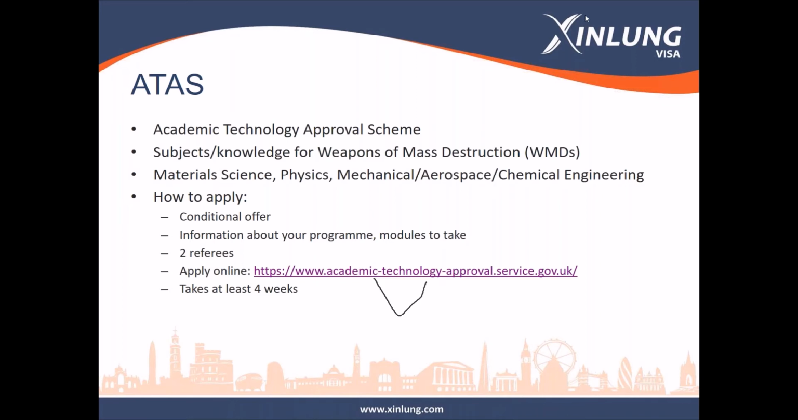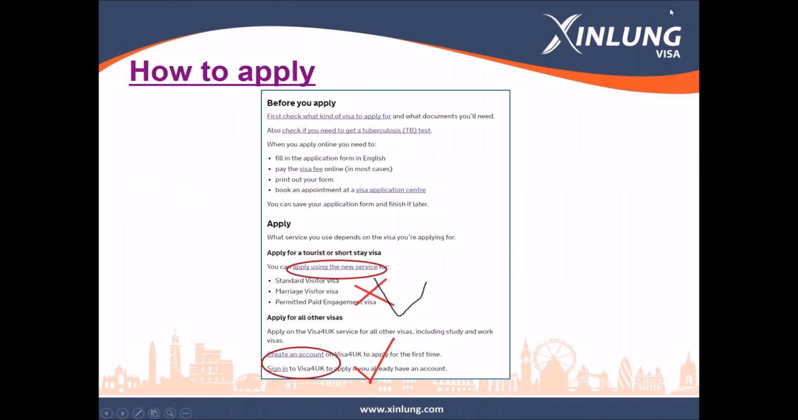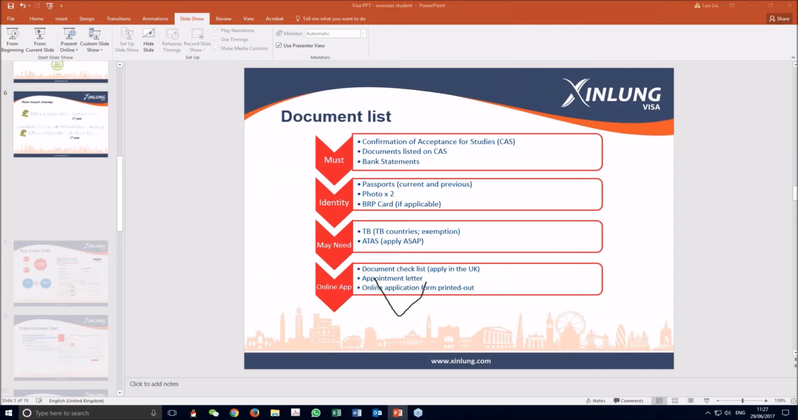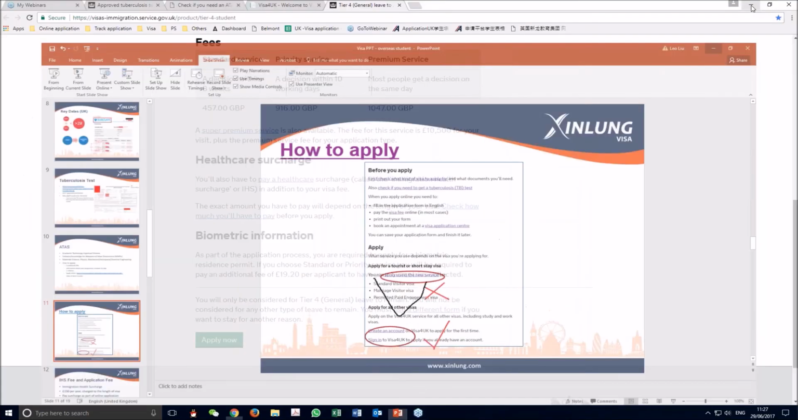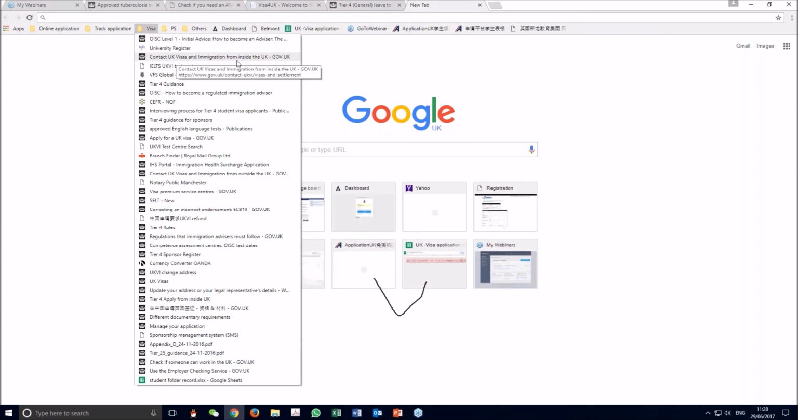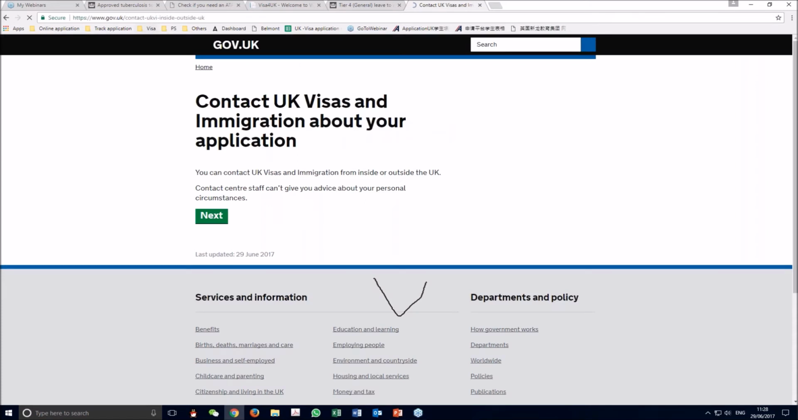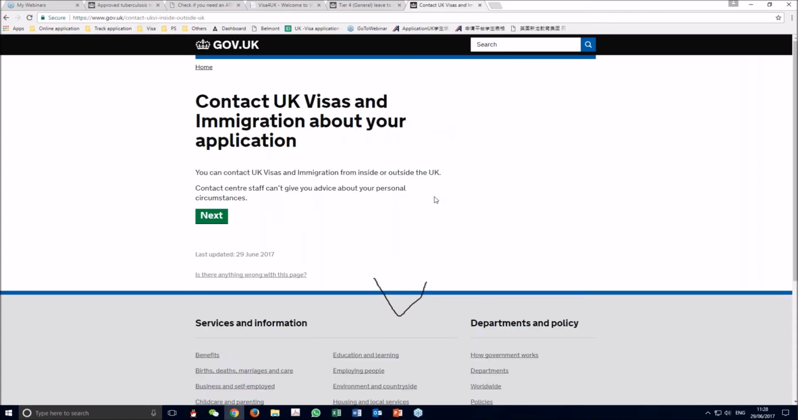Okay, let's quickly use 5 minutes to see if we can find out how to contact UKVI when, after submitting your application, there is a big flaw or some most important documents missing in the application document pack. Okay, let's go back to the Home Office. So it depends on where you make the application. So contact UKVI from inside the UK, or contact UKVI from outside of the UK. So this is the place that we need to go.